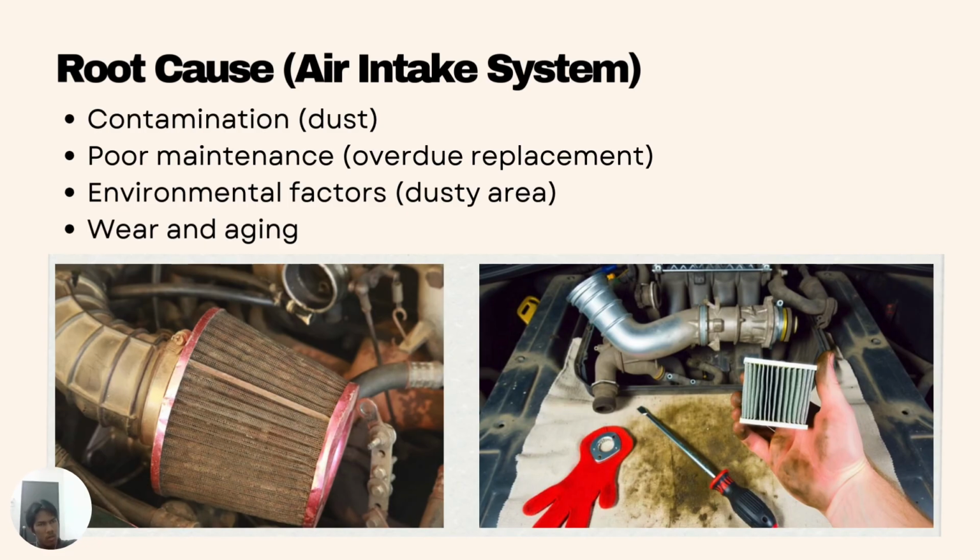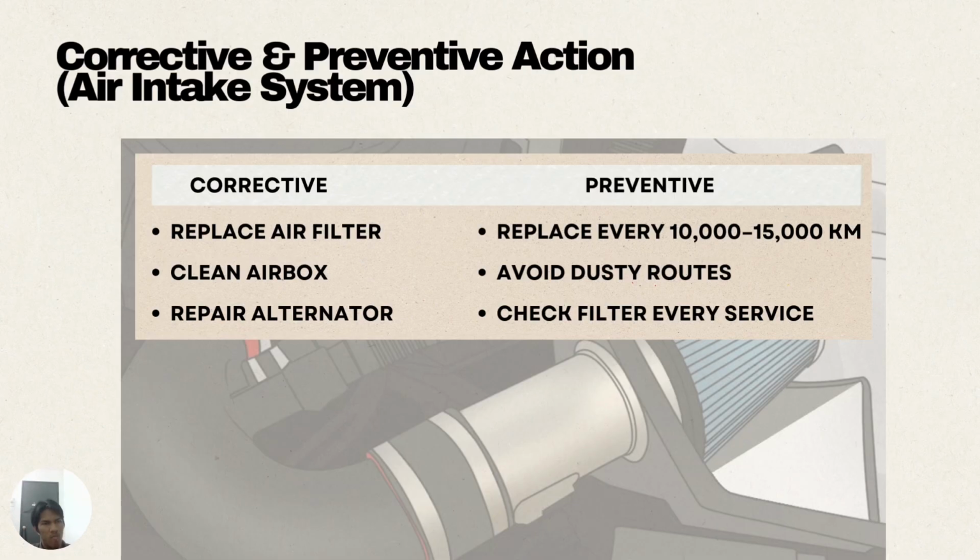Next is the root cause for why it happened. That is contamination from dust that builds up over time on the air filter. Next is poor maintenance, because too much dust accumulates, there needs to be maintenance to remove the dust. And then environment factor. Places like construction sites have more dust buildup. And lastly, wear and aging. The air filter can degrade and lose its efficiency in filtering the dust.